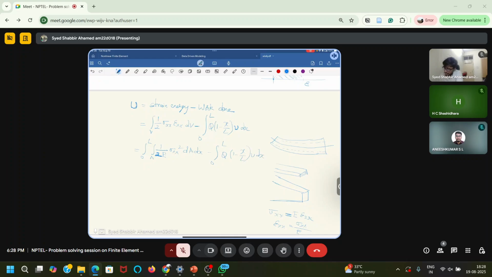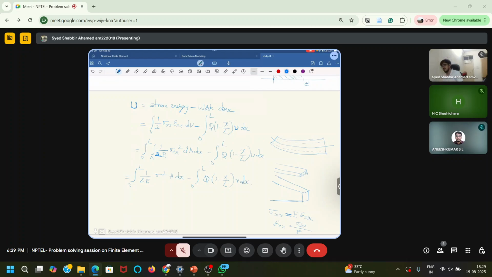Because the area is constant, as I have said, I can write this as integral 1 by 2E into sigma square, A into dx, like this. And this will remain the same, 1 minus x by L V dx.